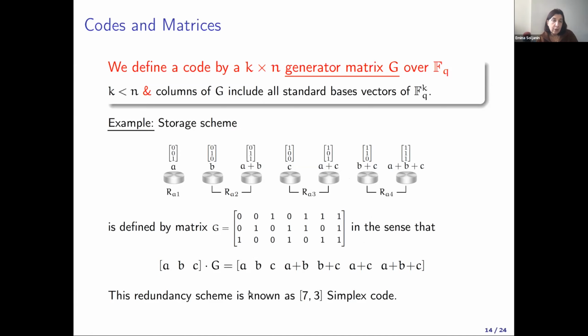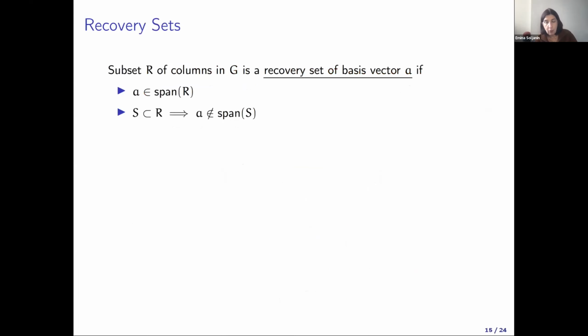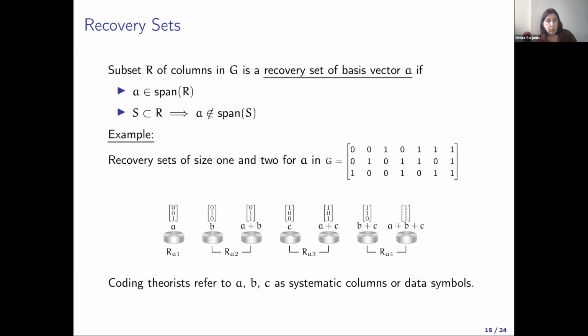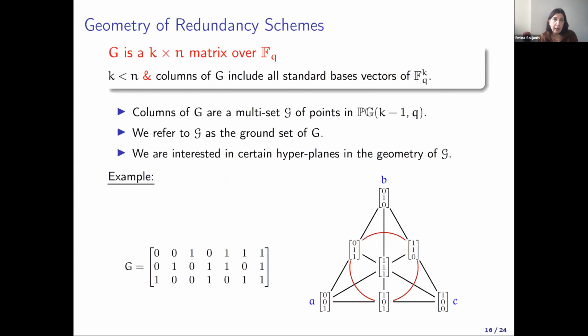And some of you will recognize that this is again the generator matrix of a 7-3 simplex code, which is the dual of a 7-4 Hamming code. So the recovery set is a subset of vectors. It has a little bit more formal definition, and this is something that we mentioned earlier. So the recovery set for A is 2 vectors that when I XOR them, what I get is my original vector back.